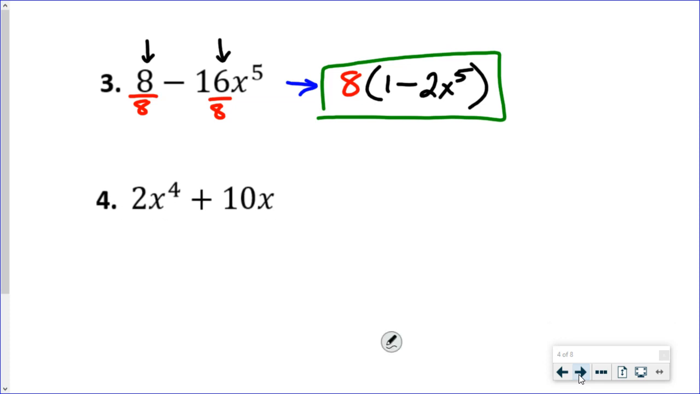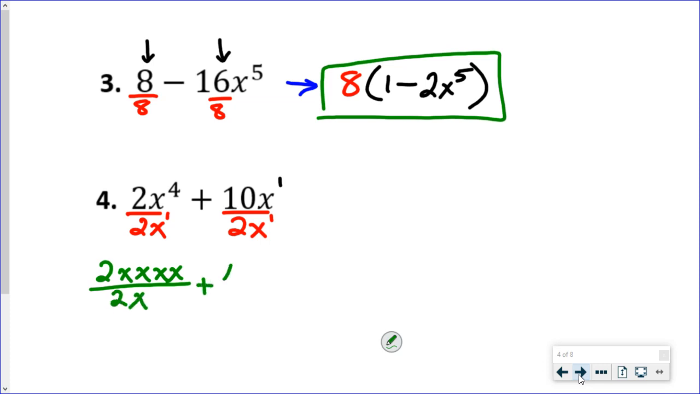Now, again, I see an x here, so I'm going to put a 1 there. Now, between 2 and 10, I can divide out a 2. And then I'm going to divide out the smallest exponent. Okay, now again, you can think of this as 2 and then 4 x's. And the bottom is a 2 and only has 1 x. And this one is 10 and 1 x and 2 and 1 x. That exponent tells you how many of them you have.